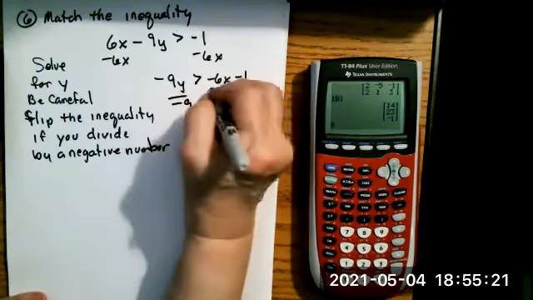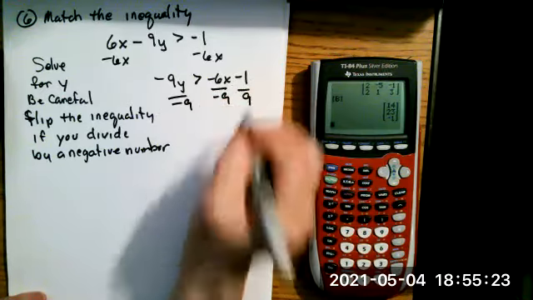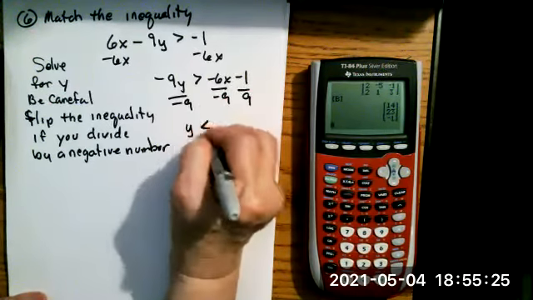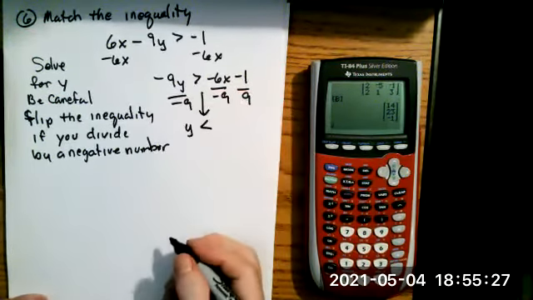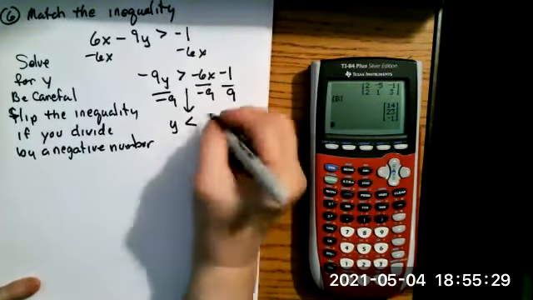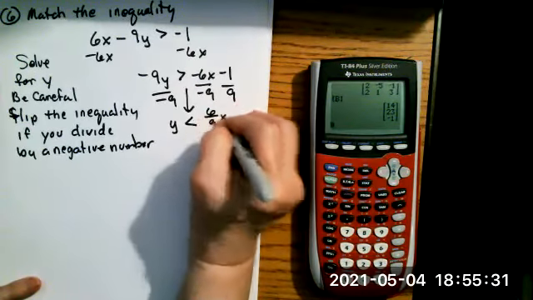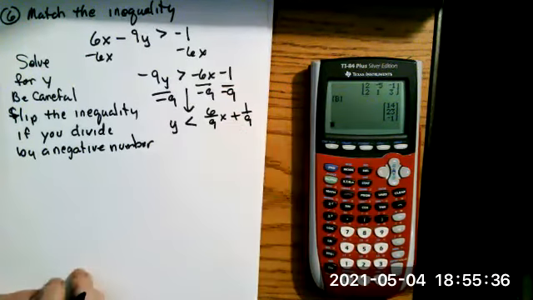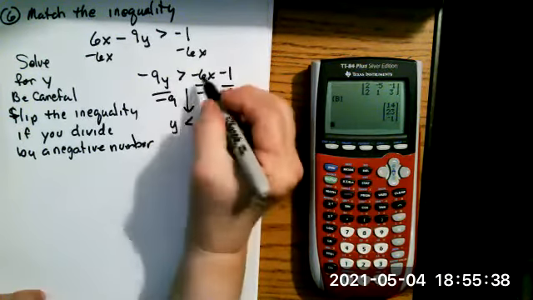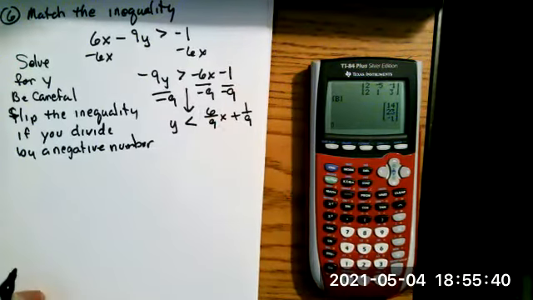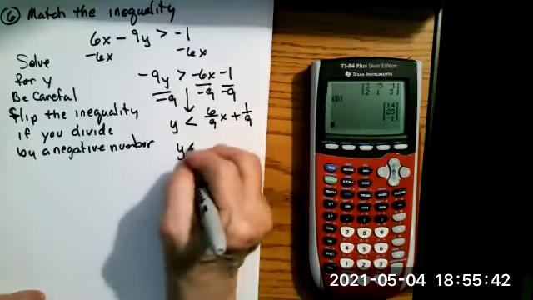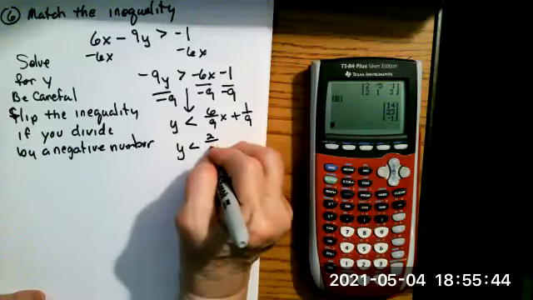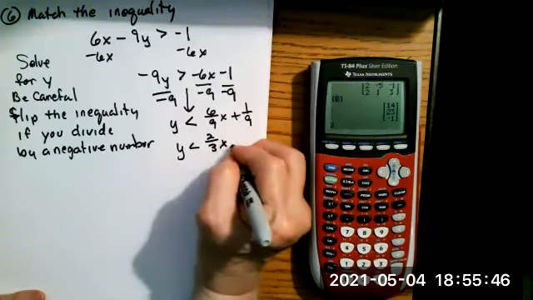Now you see what's going to happen when I divide by -9. I get y is less than. It's going to flip that symbol because I divided by a negative. 6/9 x plus 1/9. The negative divided by a negative will make that a positive.